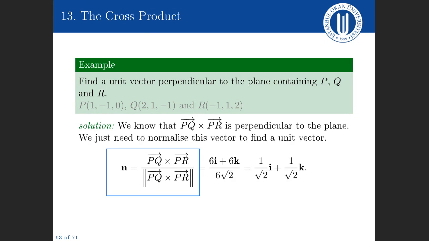Is this a unit vector? Let's just check. What is the norm of 1 over root 2, 0, 1 over root 2?